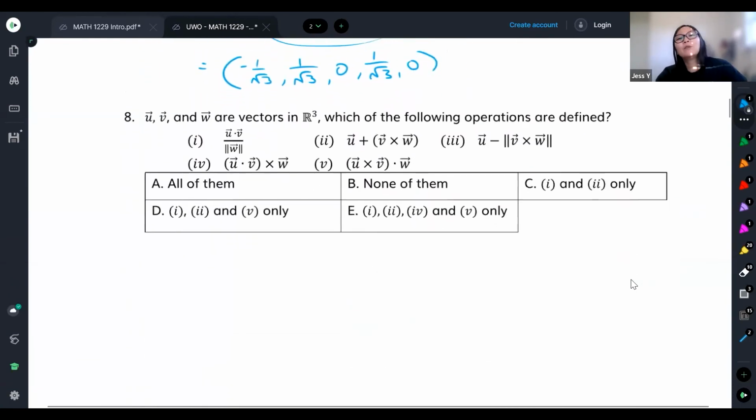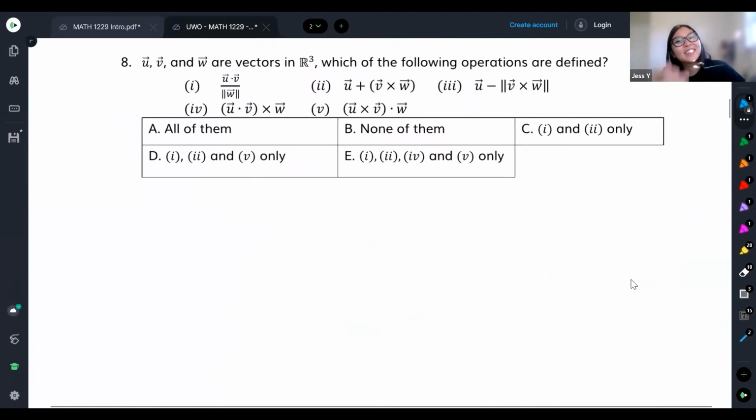Question 8. I love these questions because a lot of students don't know where to start. So I like them because I have a way of doing them that I think helps. Okay. So we're given that u, v, and w are vectors in R3. Which of the following operations are defined? What I'm going to do is use a number symbol if it's going to end up being a number, and a v that represents a vector.